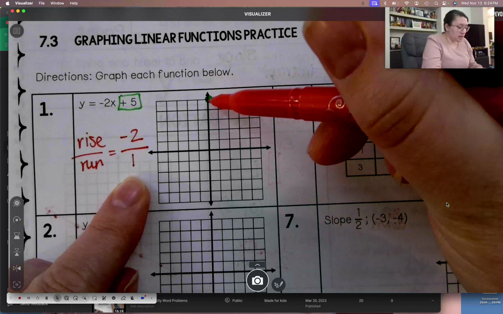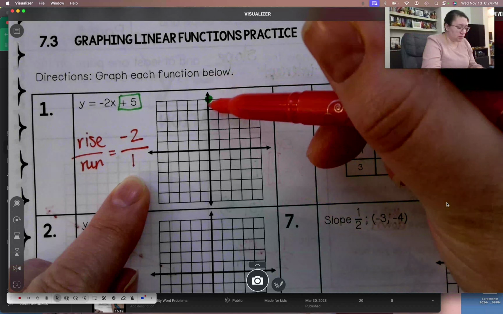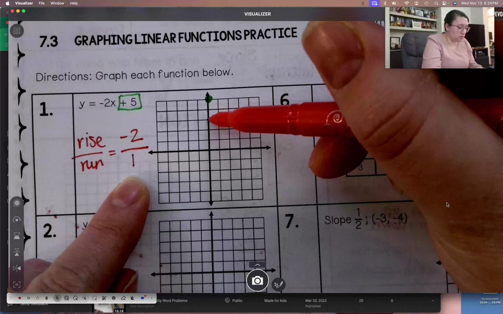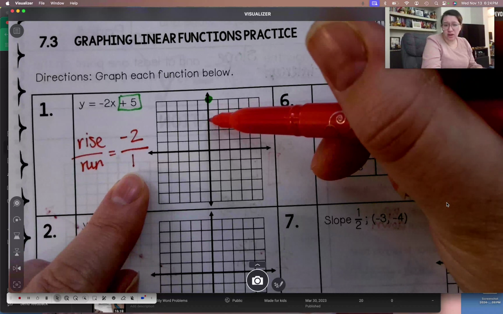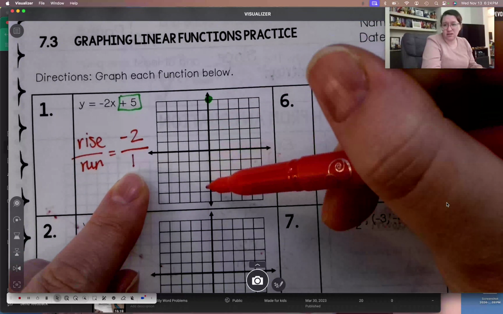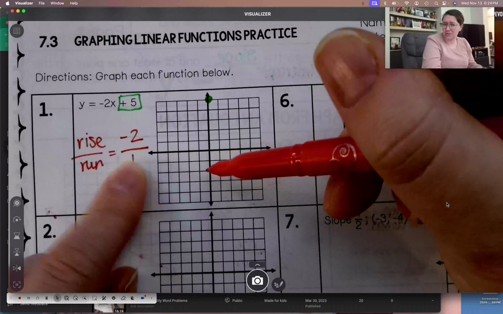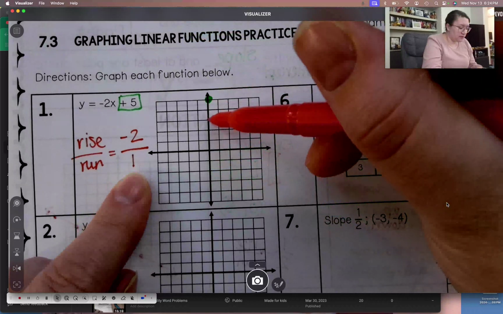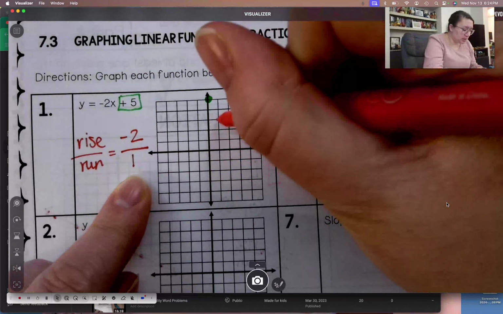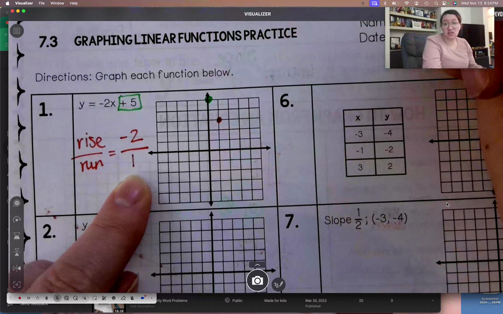So our slope here is -2 over 1. So we're going to go down 1, 2, and then we're going to move to the right 1 spot. If we don't move to the right, we just have a vertical line. That's an undefined slope. So that would be a run of 0. So that's not accurate. We need to have a denominator for our slope. Otherwise, it's undefined.